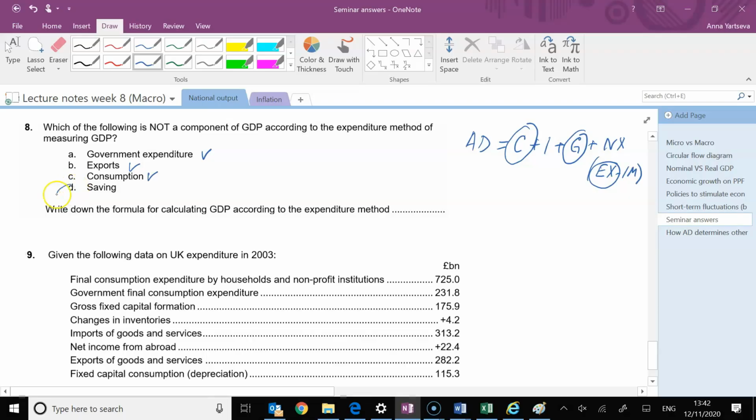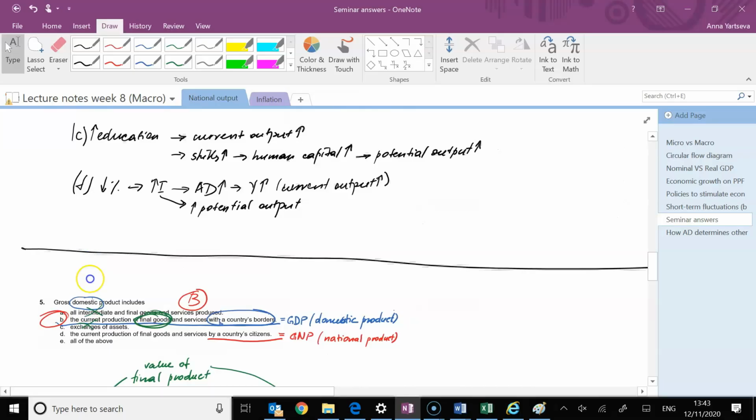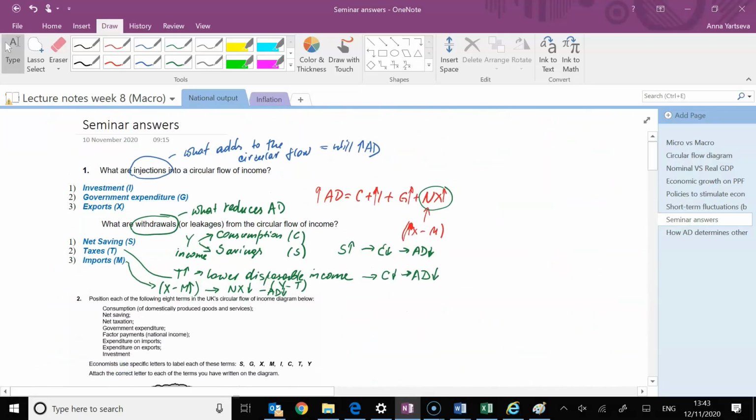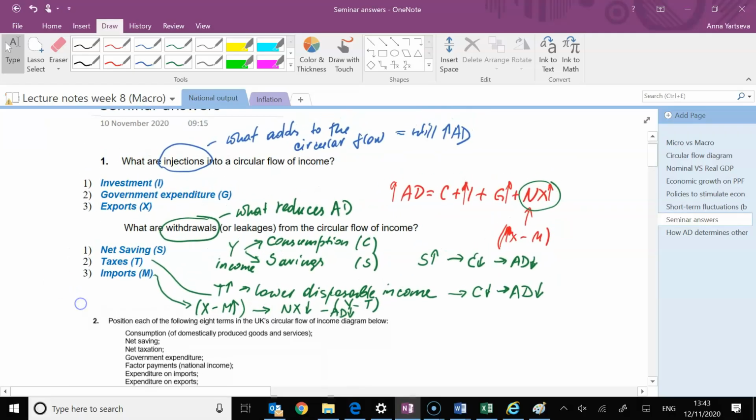Savings, no. Savings is not a variable which is contributing to aggregate demand. In fact, savings is a form of withdrawals, which was question 1 in this particular seminar, which we have skipped, and you will be able to see the answer to this question online on Moodle. So generally, the whole idea is that there are different injections and withdrawals which would add or reduce the size of our circular flow. The more we produce, the higher is the amount of goods and services flowing throughout our economy, the higher our GDP will be.